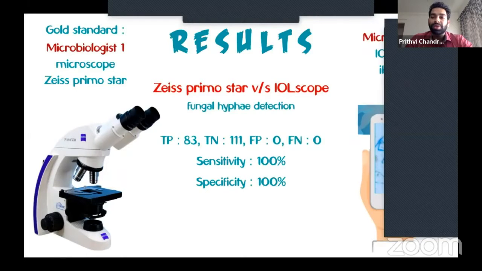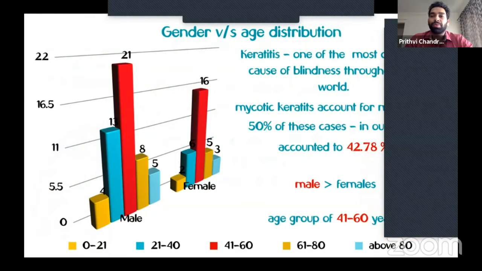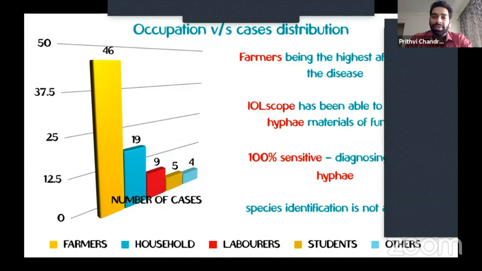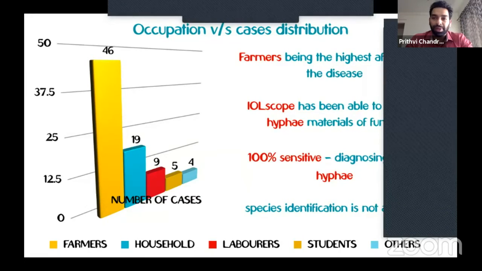So the sensitivity and specificity was almost 100% to detect fungal hyphae. The true positives were 83 and true negatives were 111. Keratitis is one of the most common causes of blindness, and in our study, we found 42.78% of cases of keratitis being mycotic. Males were higher, and the age group of 41 to 60 was higher in numbers. Farmers were the highest who suffered from the disease. Iolscope has been able to find the hyphae of fungus with 100% sensitivity. Species identification is not very accurate.